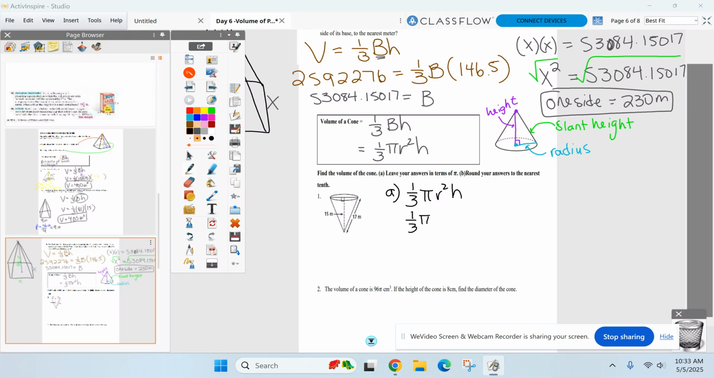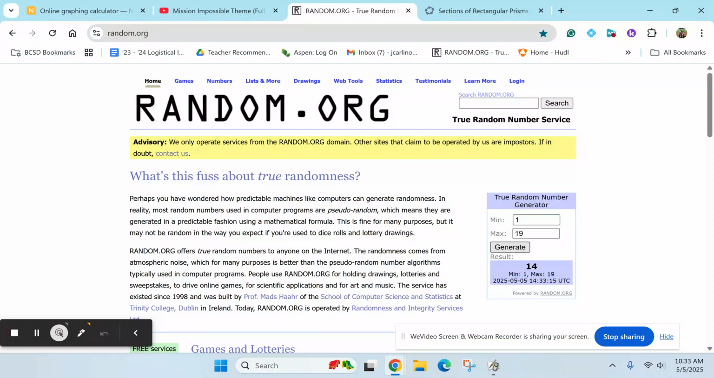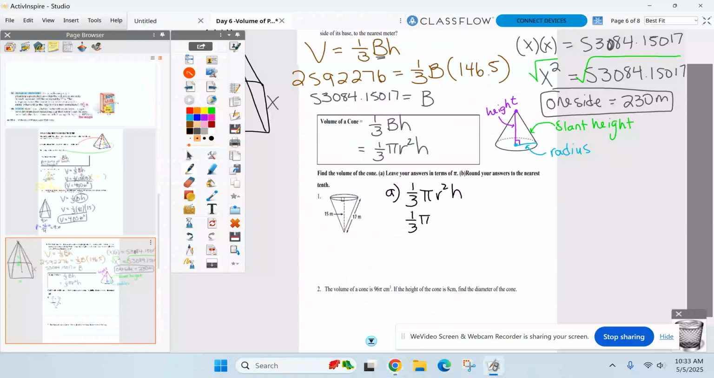The height is given there. Which one are you pulling out for the height? 15 or 17 there? Theo, which one is the height? 15, good. What is not there is your radius, which we'll have to do Pythagorean theorem for. Okay, we'll have to do Pythag to find the radius.